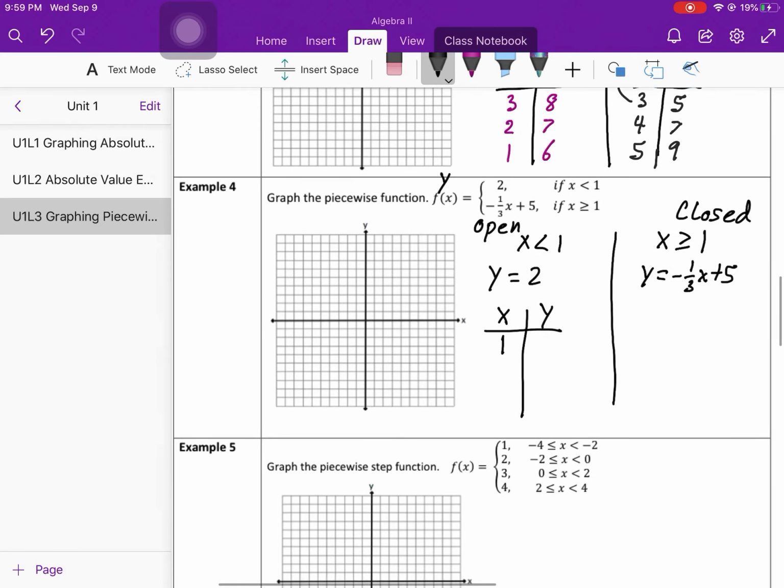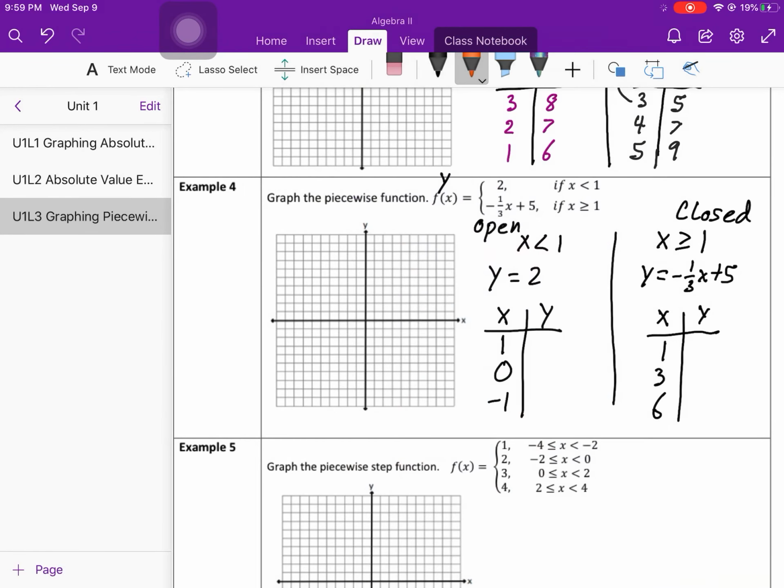On the left-hand side, I want to include my boundary point, which is 1, and then everything less than that, so we're going to do 0 and negative 1. And then the other side, my closed circle side is going to be everything at 1, and then 2, 3, because it has to be greater than. Except for this one, let's actually choose nice points, because if you notice, the slope is negative 1/3, so let's pick multiples of 3. So 3, and then we'll do 6. Give us some nice points.